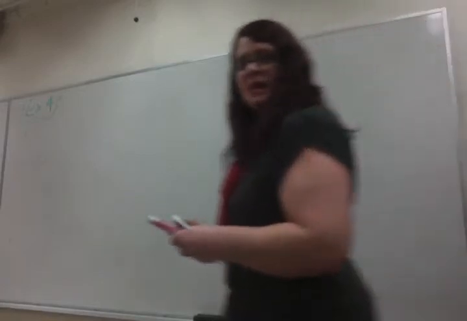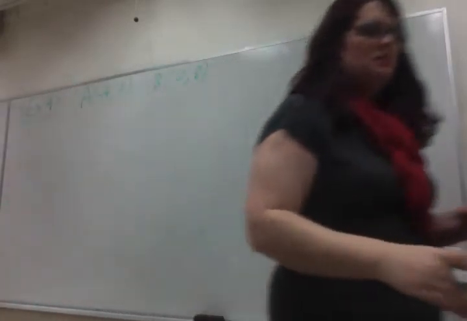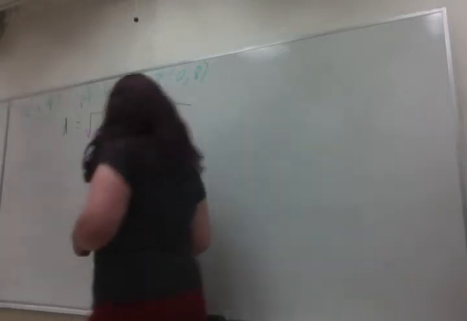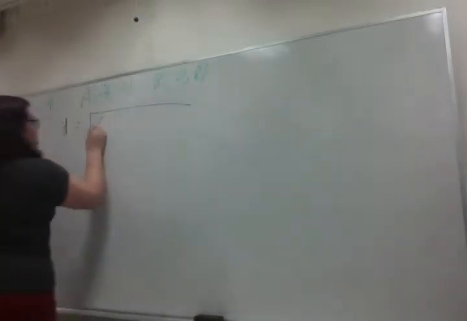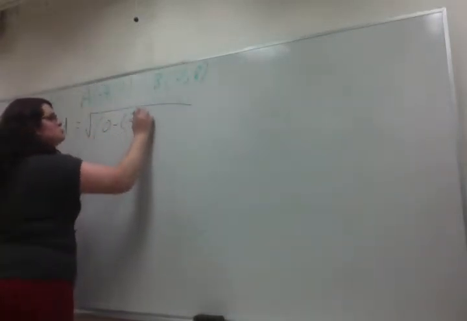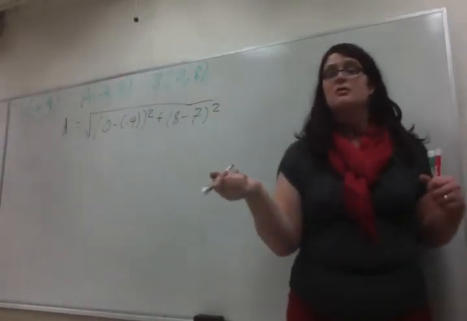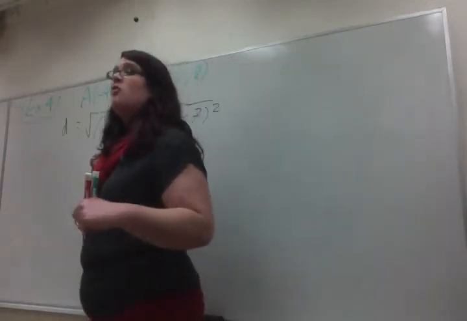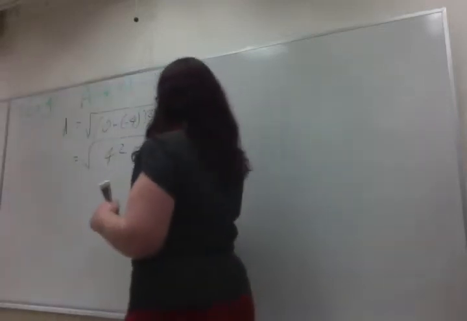Anyways. So the first one we have the points A, which is negative 4, 7, and B, which is 0, 8. So if you want to find the distance between them, we take the square root of x2 minus x1 squared plus y2 minus y1 squared. Right, use that distance formula. 0 minus negative 4 is 0 plus 4, which is 4. 8 minus 7 is 1.